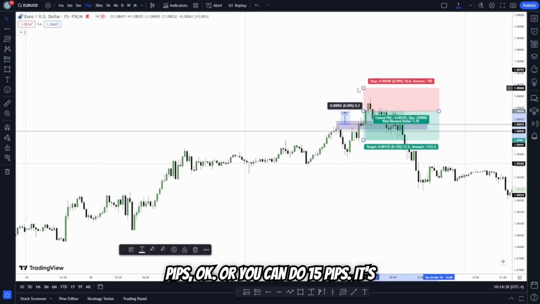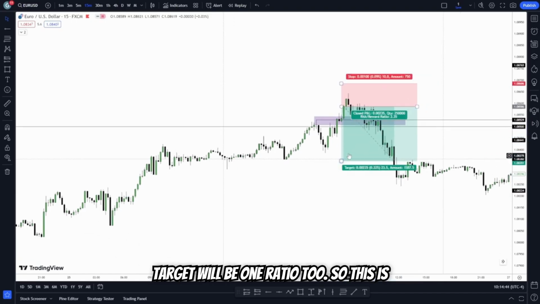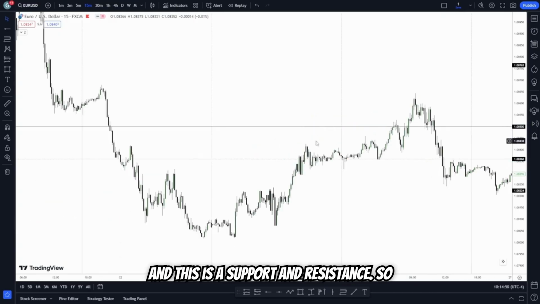Okay, or you can do 15 pips. It's based on your risk management, and our target will be 1:2. So this is our trade. Okay, and this is a support and resistance.